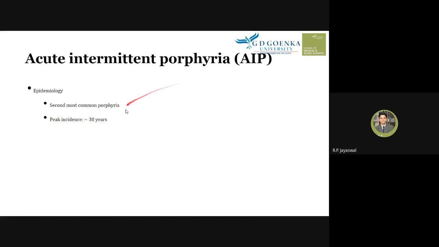Here we can say females are more susceptible; this disease is more prevalent in females than males. The ratio is approximately 2 to 1, female to male. So in females it is found in larger amounts. What are the causes of this acute intermittent porphyria?